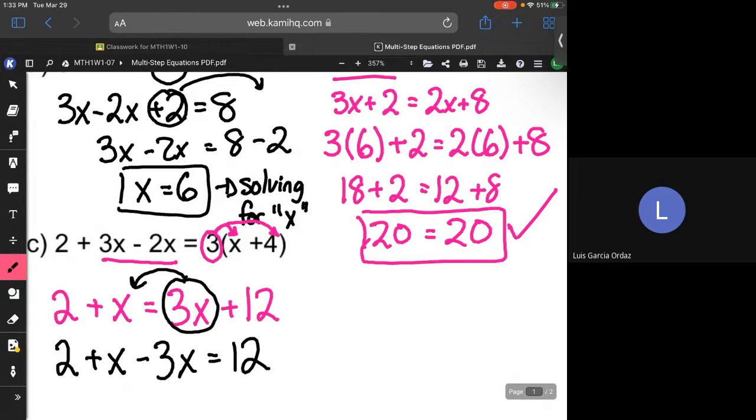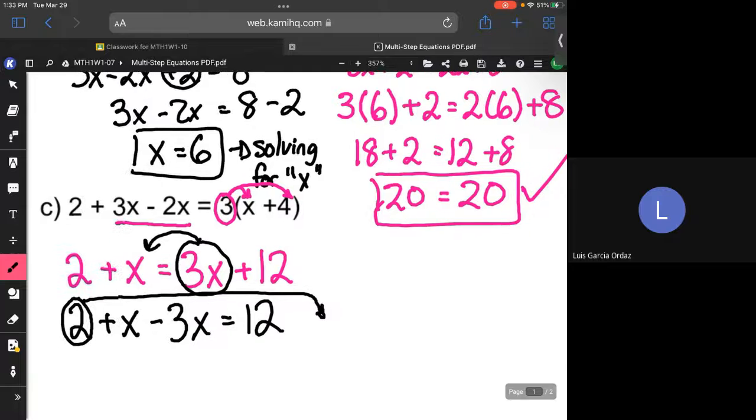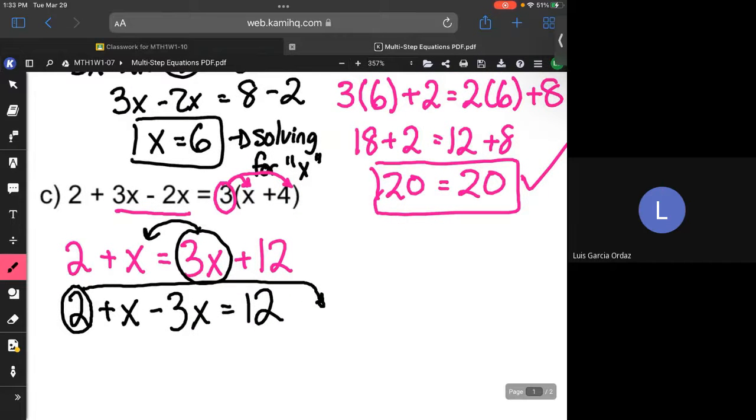However, what is preventing them from being by themselves? Sienna, the 2. So I have to take this 2 and move it over to this side. So remember, whenever we move sides, we have to change the sign. So I get x minus 3x is equal to 12 minus 2.